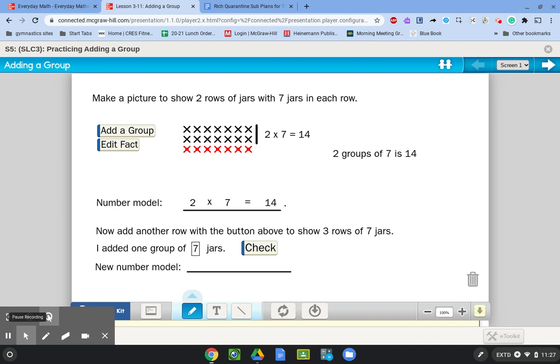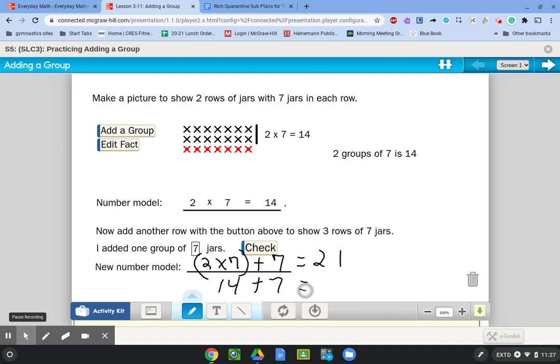you could do 2 times 7 in parentheses. That means you do it first and all by itself, and then add another 7. That could be your number model. Or you could have said 14 plus 7. Or, of course, you could have said 3 times 7. So there's a bunch of different number models you could have used to get the answer to that one.